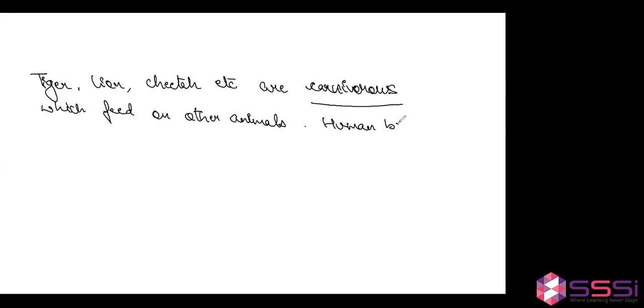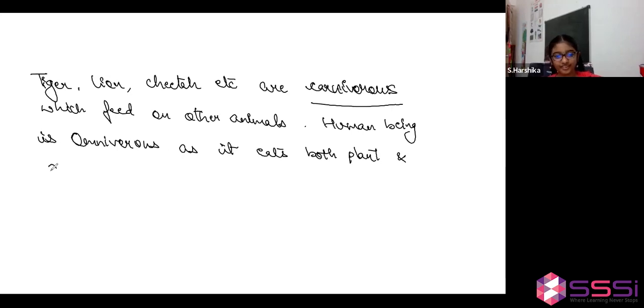And last is omnivores. So human being is omnivorous as it eats both plant and animal products.